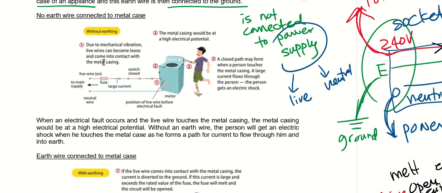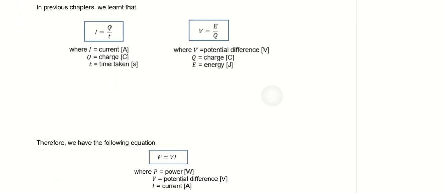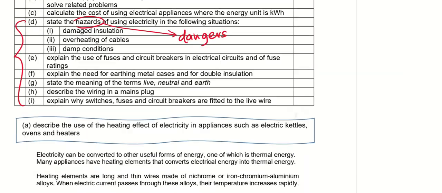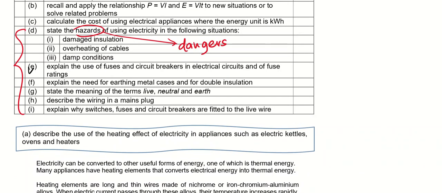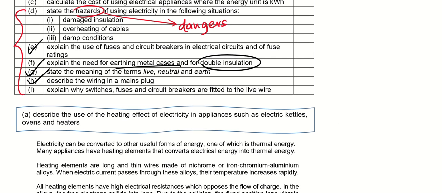Okay, so I will go through the next part of the success criteria. Basically we are done with this one. We have explained the need for earthing metal cases. Double insulation I will do in the next video. State the meaning of the terms live, neutral, and earth, and describe the wirings in the mains plug. I will do this in my next video, and this will conclude the chapter.